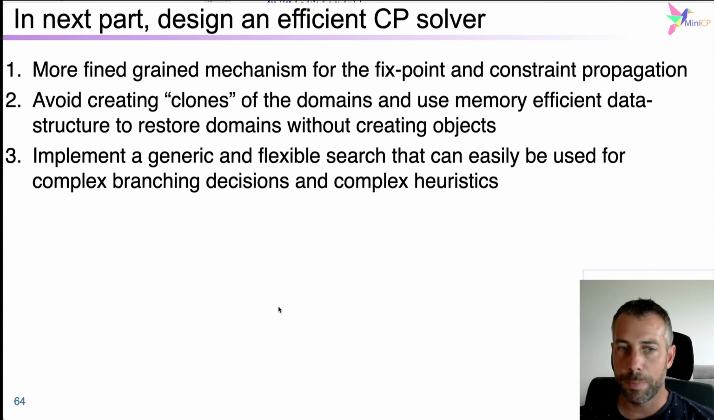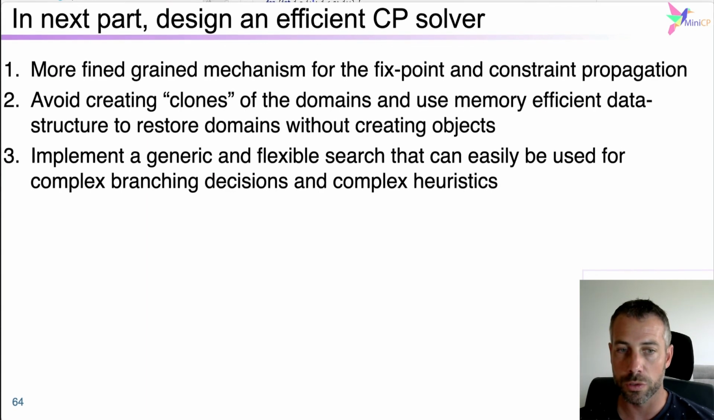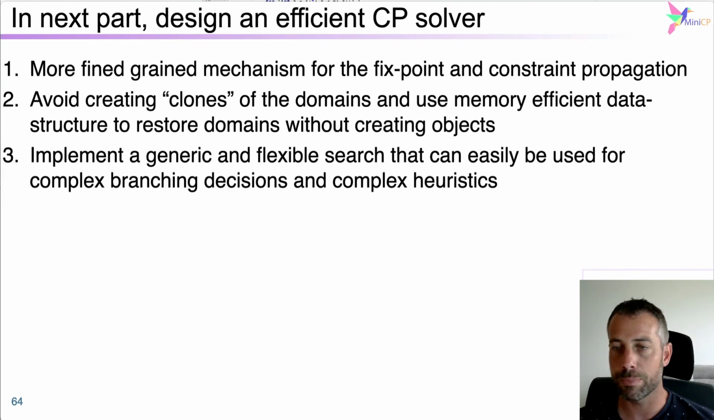And so in the next part of this course, we will study a more fine-grained mechanism to execute the fixed point algorithm using the propagation queue that we have seen just before in the pseudocode. We will also avoid creating clones of the domains and use more efficient data structures for implementing and restoring the domains on backtrack. We will implement a very generic search that can easily implement complex branching decisions and also take into account complex branching heuristics. That's the program for the next part.